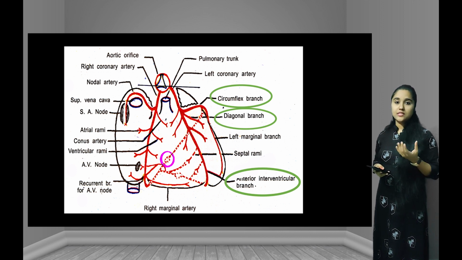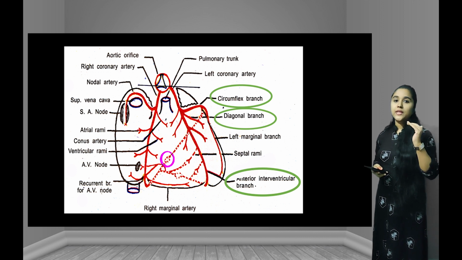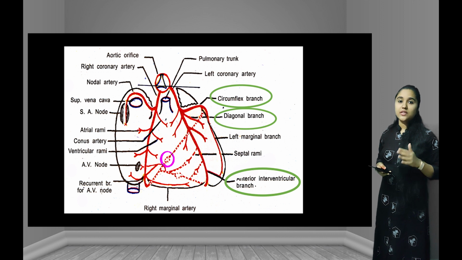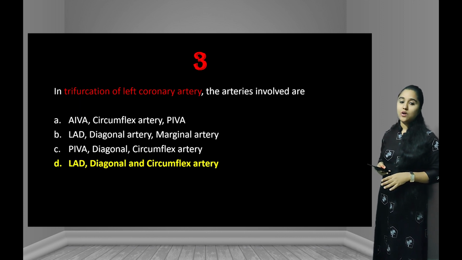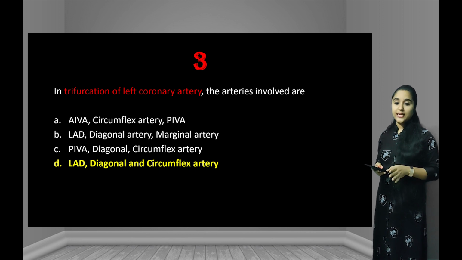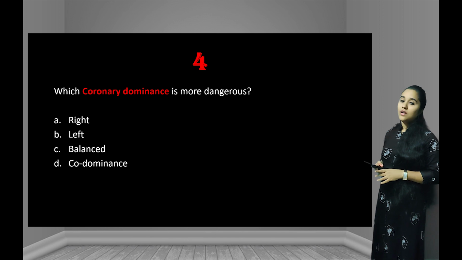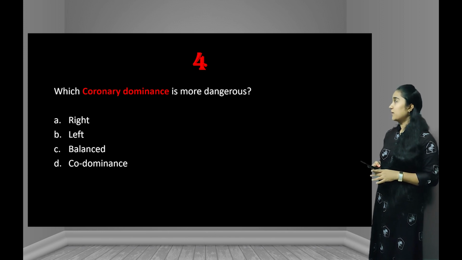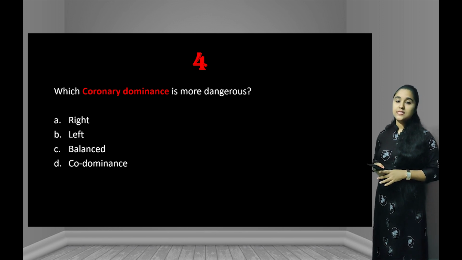So in those cases, it seems that the left coronary artery trifurcates into three, that is the anterior interventricular artery, circumflex artery and diagonal artery. So the answer to this question is option D, that is LAD. LAD is another name for anterior interventricular artery, then diagonal artery and circumflex artery. So fourth question, which coronary dominance is more dangerous? Option A, right, B, left, C, balanced and D, codominance.